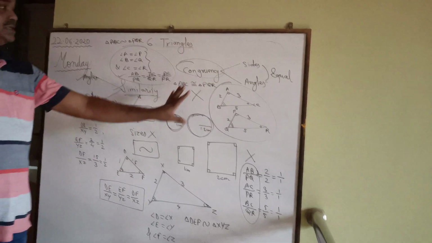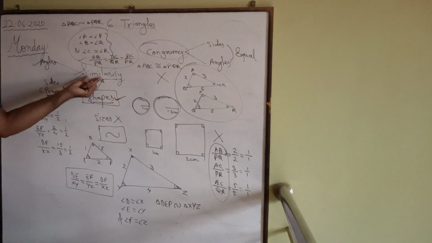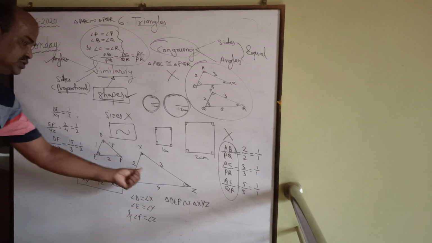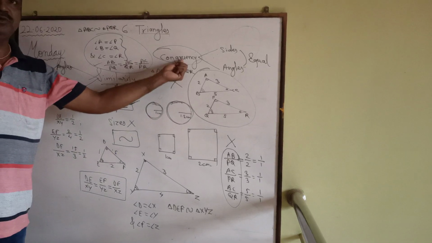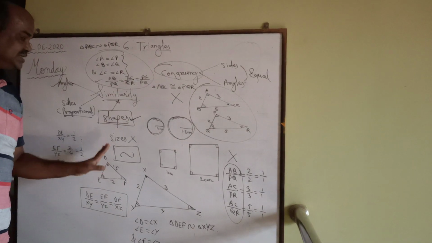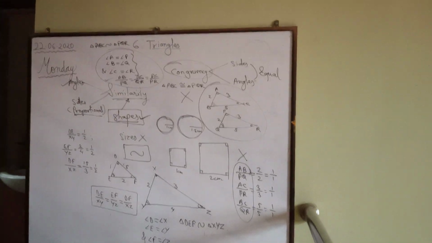Right? That means congruent figures are always similar figures, but these two figures are similar, but these are not congruent figures. That means what? Similar figures need not be congruent. So I will write one thing for you.